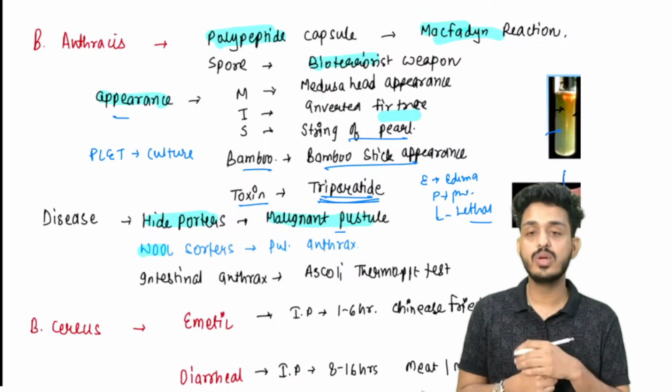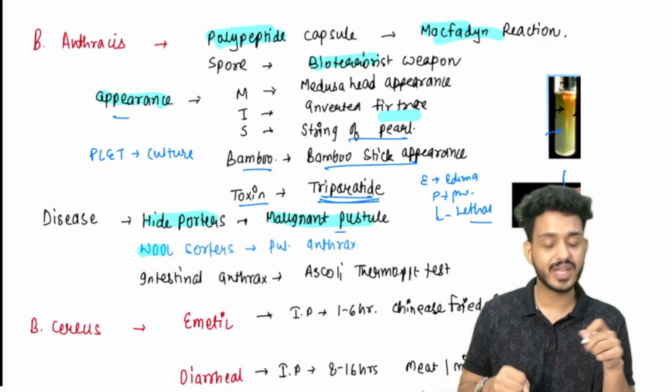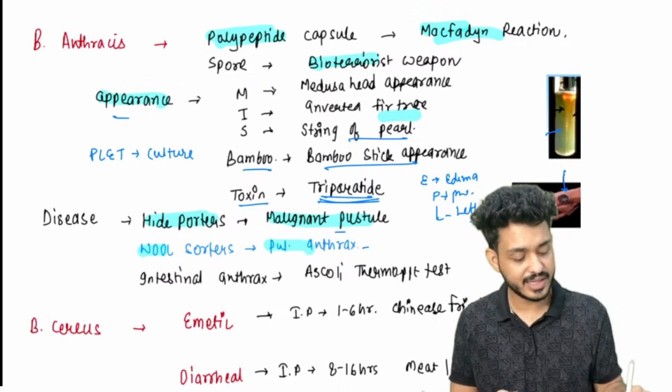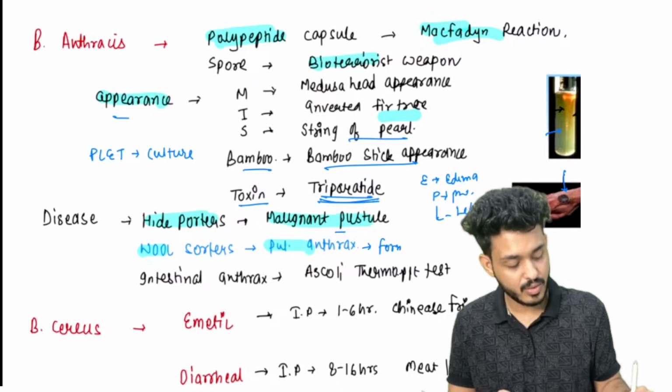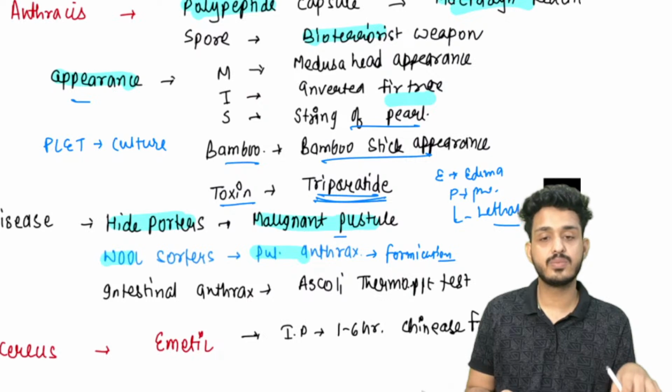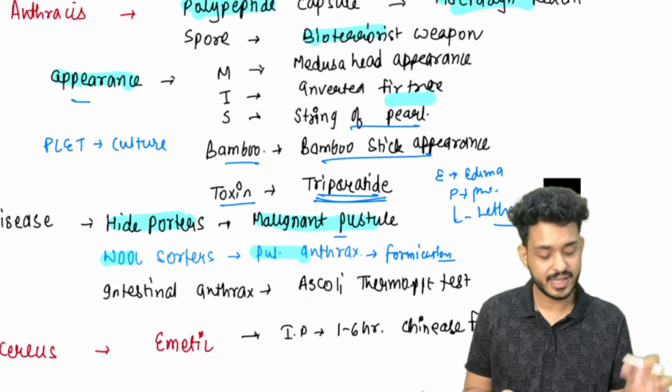Second are your wool sorters, those people who are sorting the wool. They will be having pulmonary anthrax. And how can we treat this? With the help of a thing known as fumigation. Okay, we are treating the wool with 2% formaldehyde. We will be treating the wool.